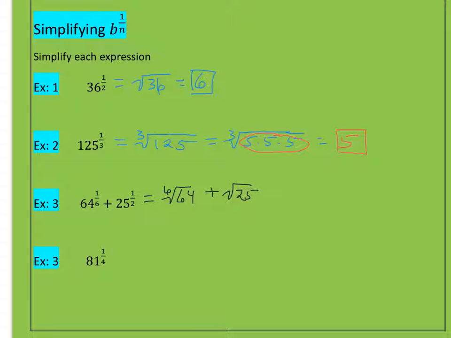So 64, if you prime factor that, it actually has 6 2's in it. And then the square root of 25 is just 5. So since we're taking the 6th root of 64, we want to make groups of 6. So I can only make one group of 6. So that means that 64 must be a perfect 6th. And my answer is 2 plus 5, which is equal to 7.